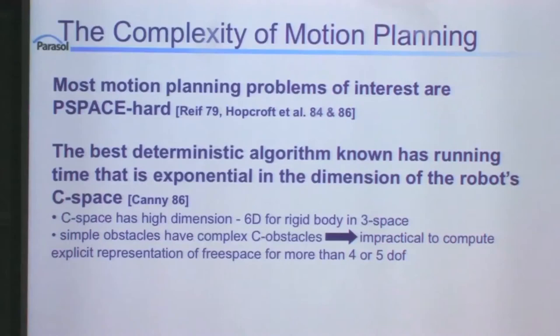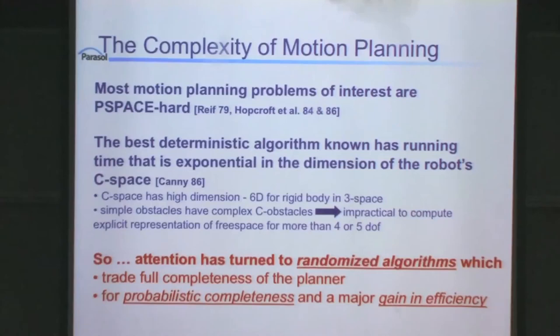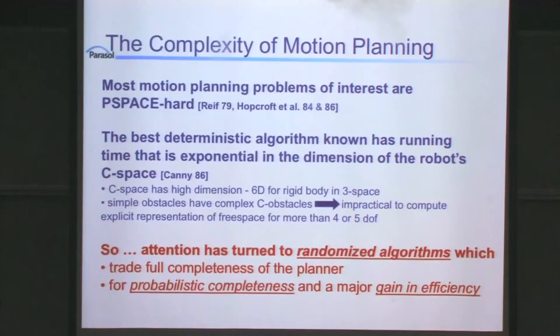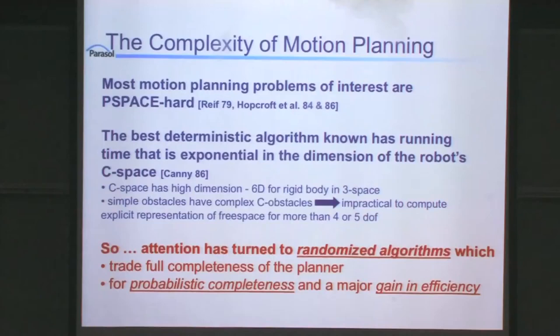So what do we do? We have turned our attention to randomized or probabilistic methods. And basically what we're doing here is we're trading off the full completeness of the planner, knowing for sure whether or not there's a solution and what that solution is, for something that gives us some kind of probabilistic guarantee and a major gain in efficiency. The set of methods that I'm going to talk to you about today are these so-called sampling-based methods. And for us, this probabilistic completeness guarantee typically means that if you sample enough, you're guaranteed that eventually you will converge to the solution.